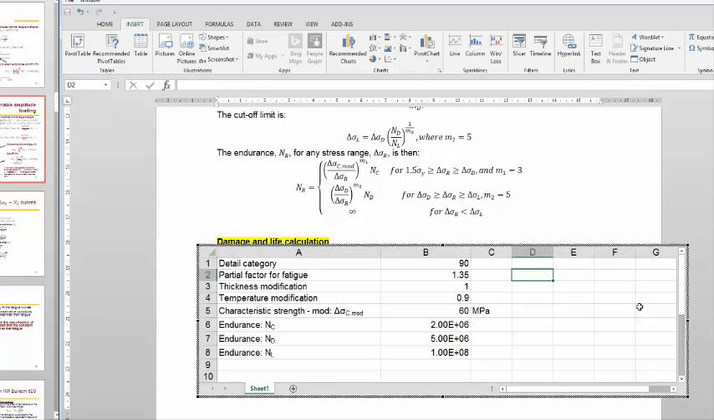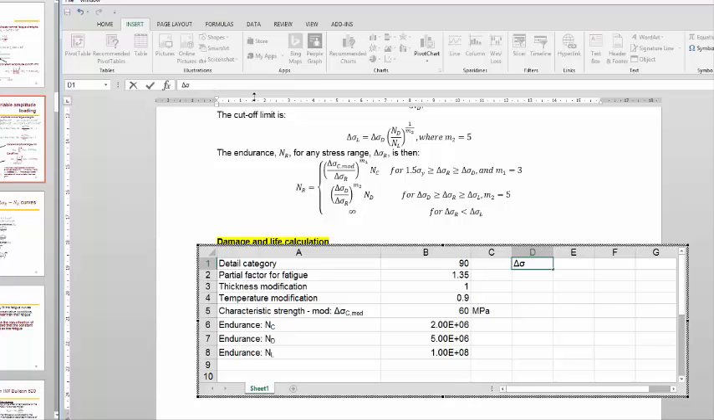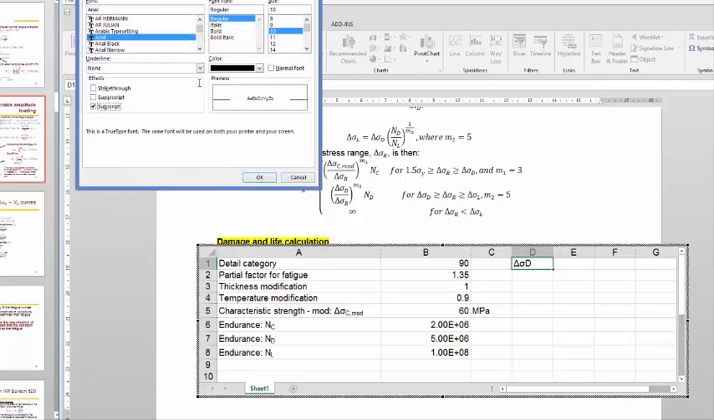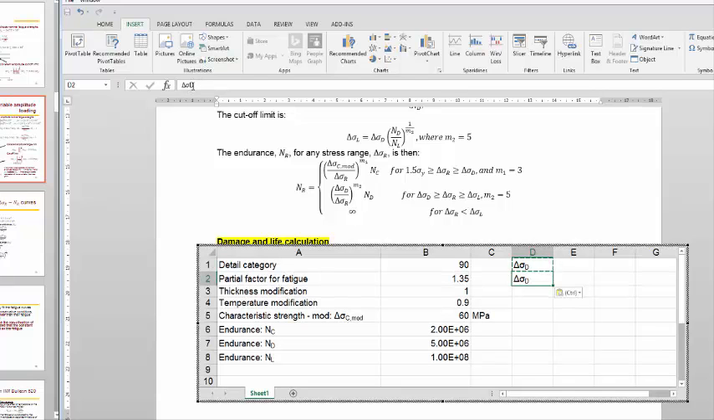So now we can calculate delta sigma D. Let's insert that symbol there. The first one that we need to calculate is D. And let's do this. Control C, and then we can calculate the cutoff limit.